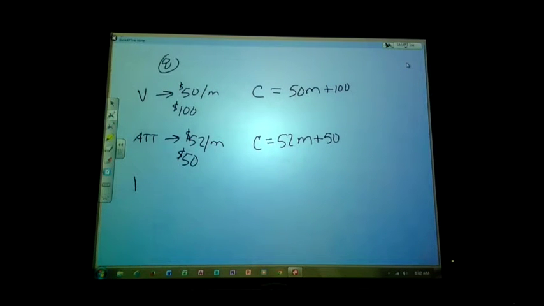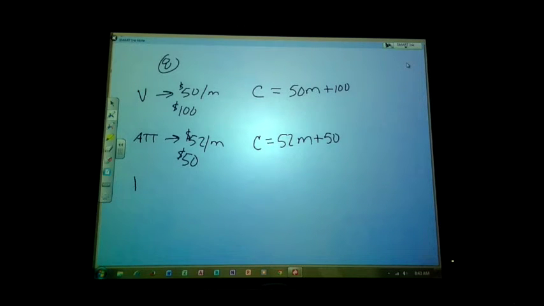All right, so let's finish up this problem. We came up with 2 different cost equations. One was for Verizon, which charged $50 per month with a $100 fee. The other one was AT&T, which cost $52 per month, and they charged you a $50 handling fee. The handling fee is that one-time fee or the setup fee or whatever they want to call it in addition. After that, they asked, for what number of months is the cost of ordering each company the same?